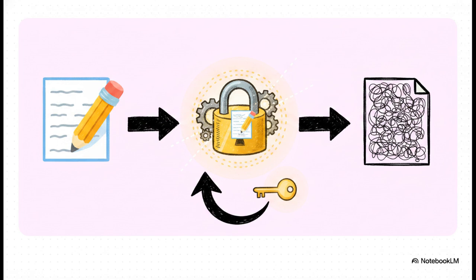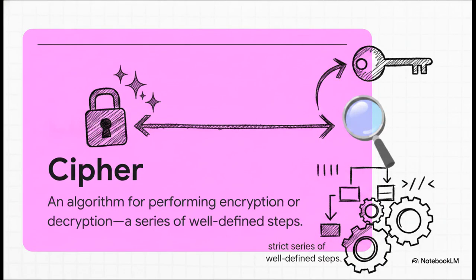Now, ciphertext looks like absolute gibberish to anyone without authorization, and turning that scrambled mess back into readable plain text, that's decryption. Now, to make that transformation happen, we use something called a cipher. But a cipher isn't just randomly jumbling things up. It is a highly specific mathematical algorithm. Think of it as a strict series of well-defined steps that you follow as a procedure. It basically acts as both the lock to secure the plaintext and the key to unlock the ciphertext.